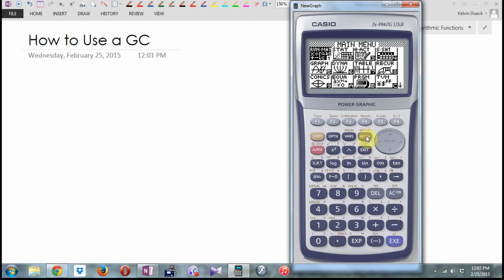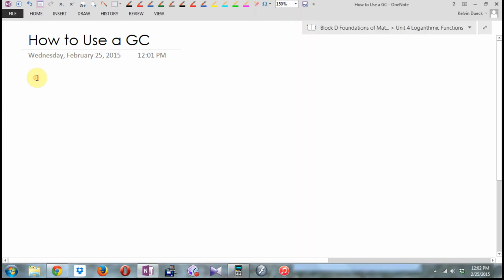So first of all, press your menu button. My menu graph is option number 5, but I think for you guys it's a different option number. What? 3. Okay, but basically what you want to do is menu, pick the graph option, whatever it is. Okay?